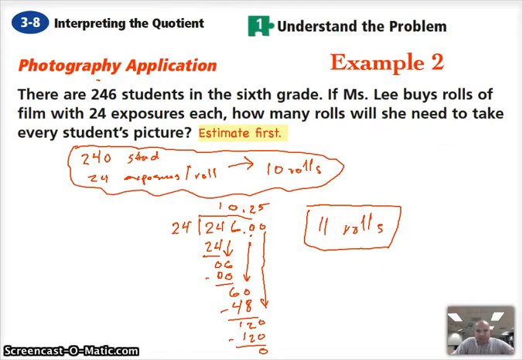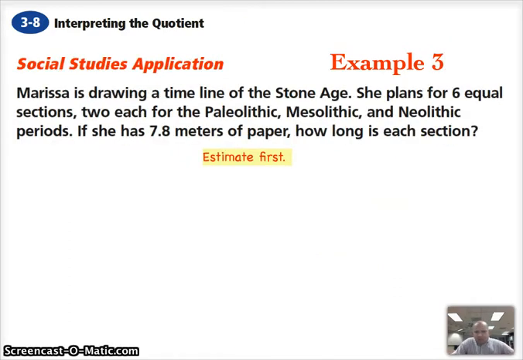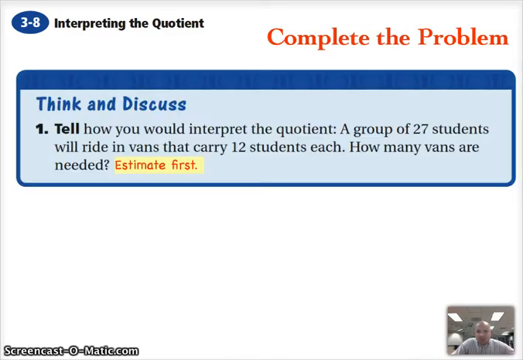All right, lastly, I'm going to go ahead and skip example 3. You could, if you wanted, try to solve it. We could do that in class, but I do want to go directly to the complete the problem, and I'm going to require you to do. It says, tell how you would interpret the quotient. A group of 27 students will ride in vans that carry 12 students each. How many vans are needed?